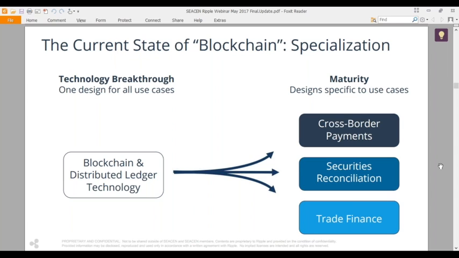So Ripple is an example of a company that's taken a blockchain and distributed ledger and applied it specifically to cross-border payments. So we're focused on just one of those use cases, making sure that our technology and solution meets the specific challenges of that business line.